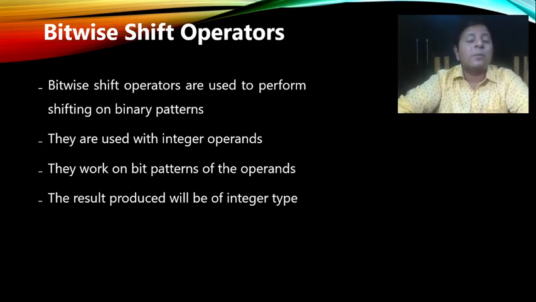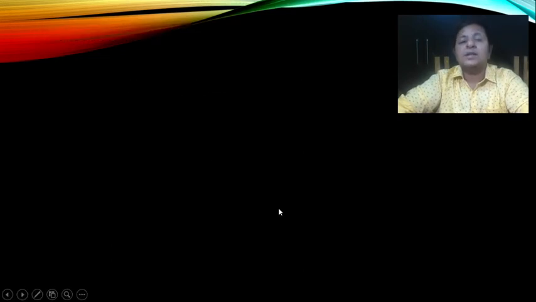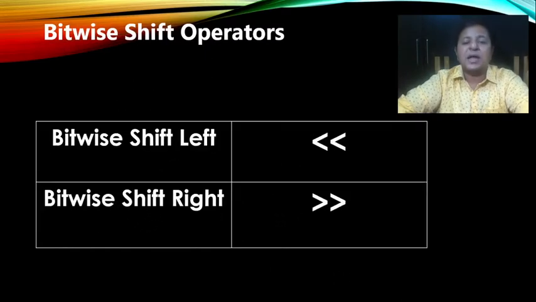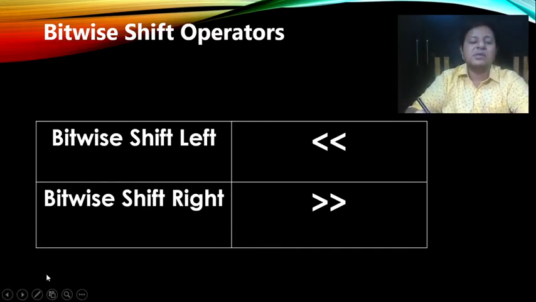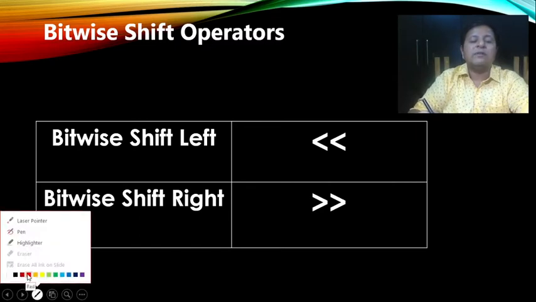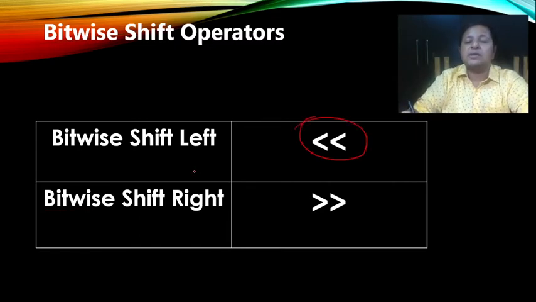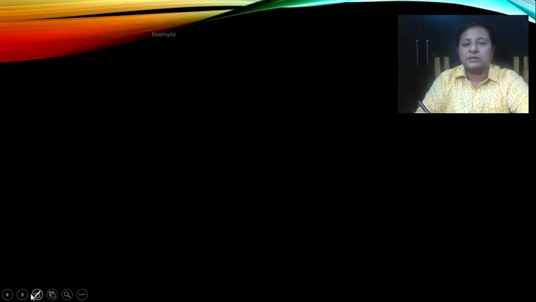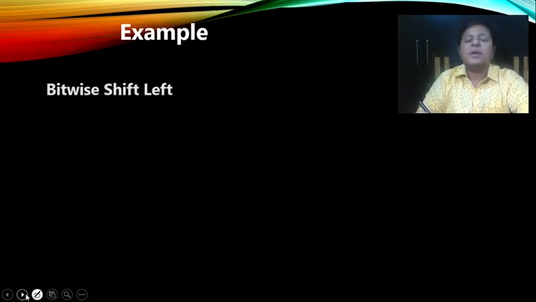Now what are the bitwise shift operators we have? There are two bitwise shift operators: bitwise shift left and bitwise shift right. Is that clear? So that's the basic concept, or rather the types, of bitwise shift operators. Now how exactly will they be used? You have obviously seen the symbols. This is the symbol here. This is bitwise shift left and this is bitwise shift right. Let's look at the operations. The first example that we are going for is bitwise shift left.